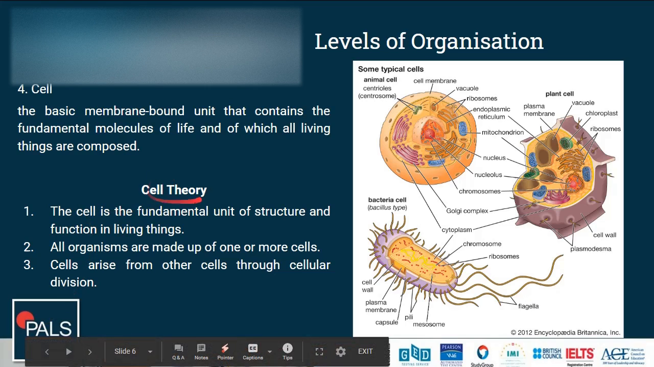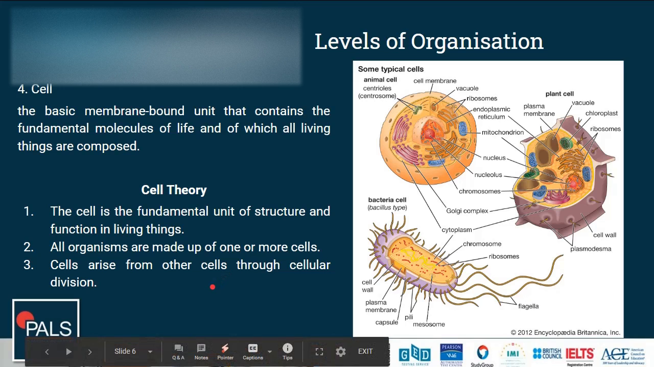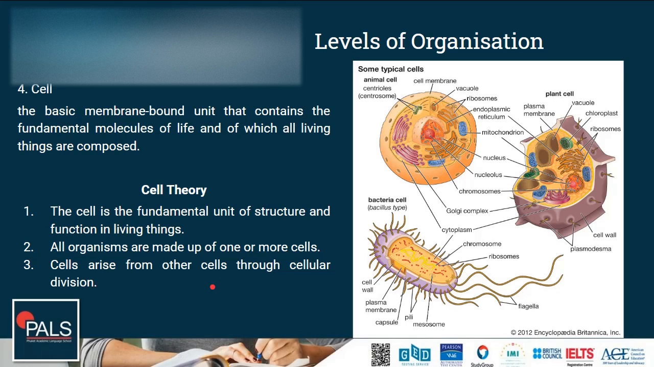So the cell theory states, as I already said, that the cell is the fundamental unit and structure of living things. All organisms are made of one or more cells. Cells arise only from other cells through cellular division. That means that anything that is alive, any living thing, is made of one or more cells. And cells can only come from other cells.